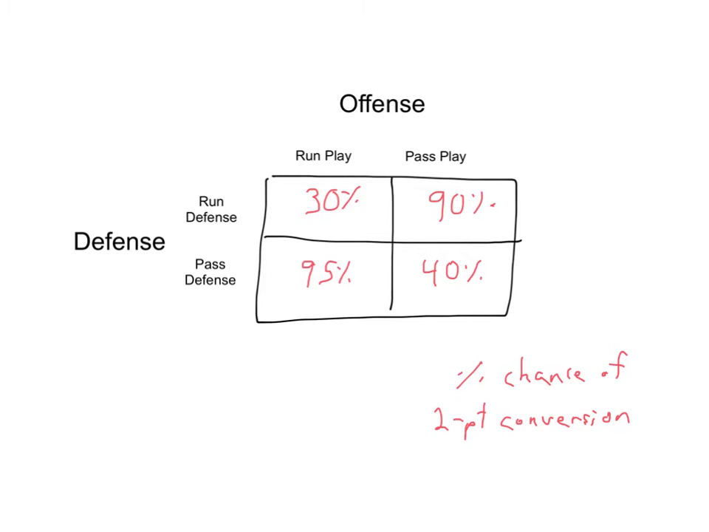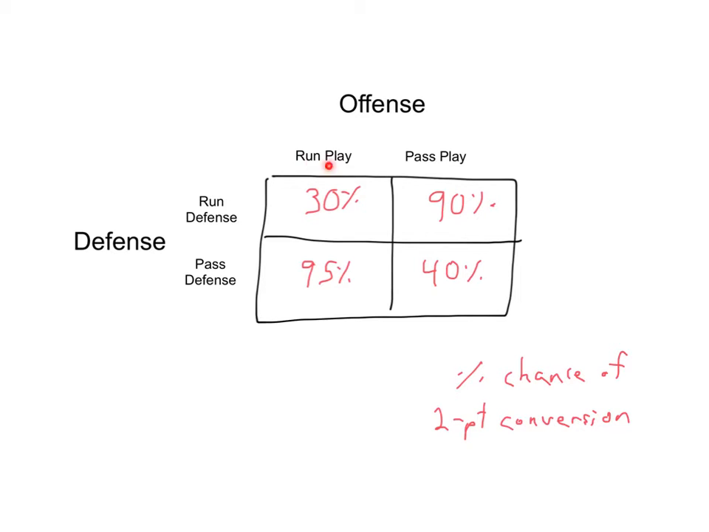Now here's another kind of zero-sum game. Let's say that there's a 2-point conversion situation, and the offense has to decide whether to run or pass, and the defense doesn't know what they're going to do, and they have to decide whether to defend mostly against the run or mostly against the pass. So again, I'll explain this notation.